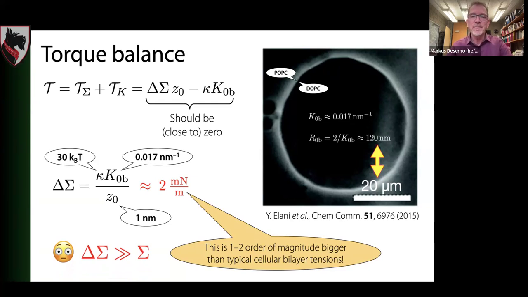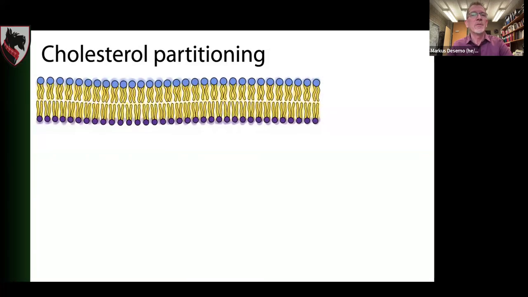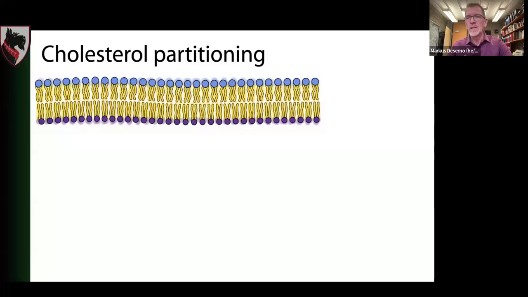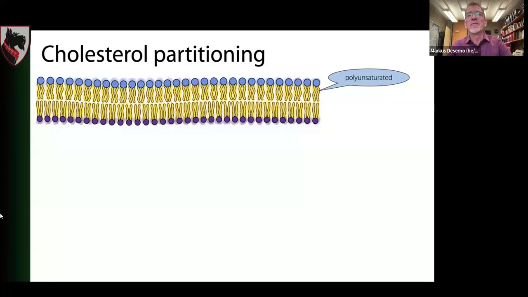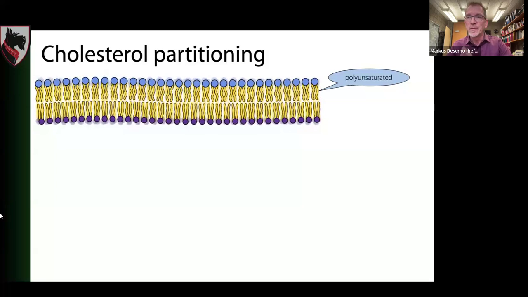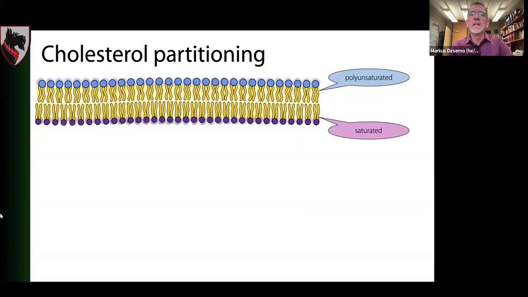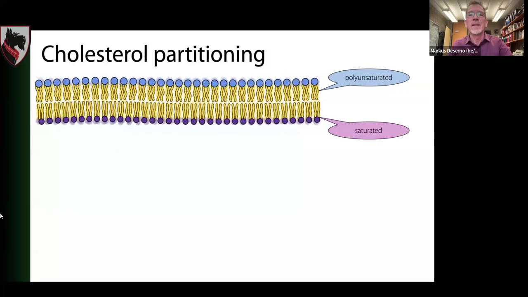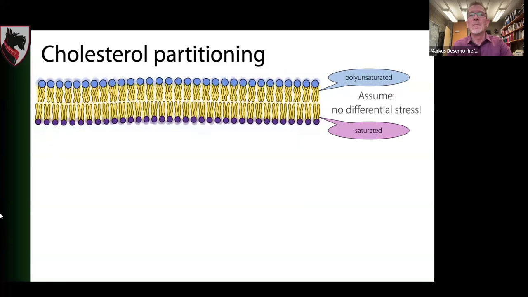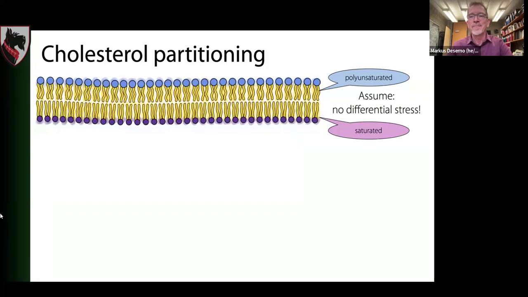Let me give you a second example for why we might expect a differential stress. Let's start with a membrane that consists of 2 types of lipids, so it's really compositionally asymmetric. And they're done in such a way that, let's say, the upper leaflet is polyunsaturated lipids, lots of double bonds, lots of disorder. The lower leaflet is saturated lipid. And let's also say we arrange the situation cleverly in such a way that this particular membrane doesn't have any differential stress.